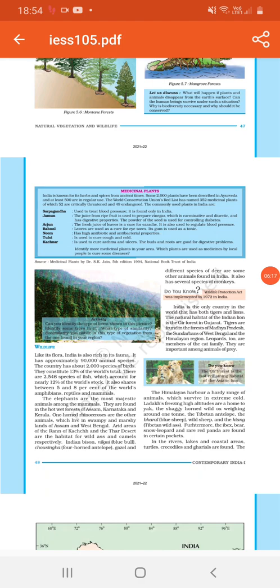India is the only country in the world that has both tigers and lions. The natural habitat of the Indian lion is the Gir forest in Gujarat. Tigers are found in the forests of Madhya Pradesh, the Sundarbans of West Bengal, and the Himalayan region. The Himalayas harbor a hardy range of animals which survive in extreme cold. Ladakh's freezing high altitudes are home to the yak, the shaggy horned wild ox weighing around 1 ton, and the Tibetan antelope.